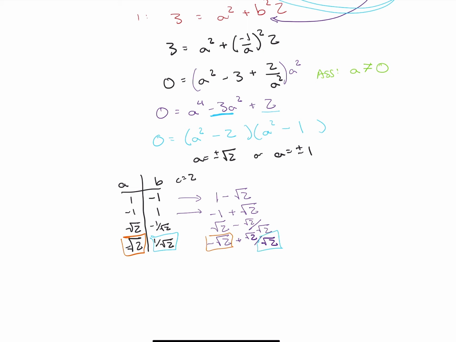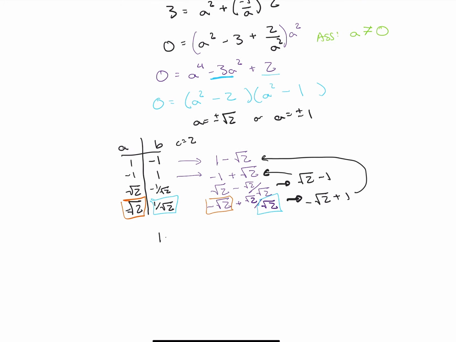So what do we notice about these? We can take these guys one step further. Root 2 over root 2 is 1, so this is square root of 2 minus 1. And this is negative square root of 2 plus 1. What do you know? This guy is this guy, and this guy is this guy. So we really have 2 possible answers, 1 minus root 2 and negative 1 plus root 2.